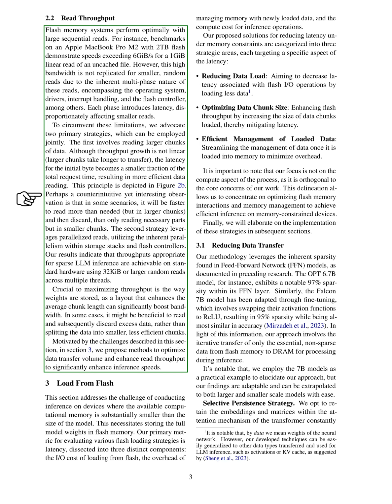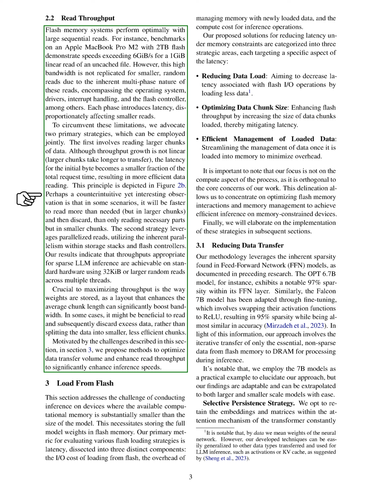Flash memory systems perform optimally with large sequential reads. However, this high bandwidth is not replicated for smaller, random reads due to the inherent multi-phase nature of these reads. Each phase introduces latency, disproportionately affecting smaller reads. To circumvent these limitations, we advocate two primary strategies, which can be employed jointly. The first involves reading larger chunks of data. The second strategy leverages parallelized reads, utilizing the inherent parallelism within storage stacks and flash controllers.